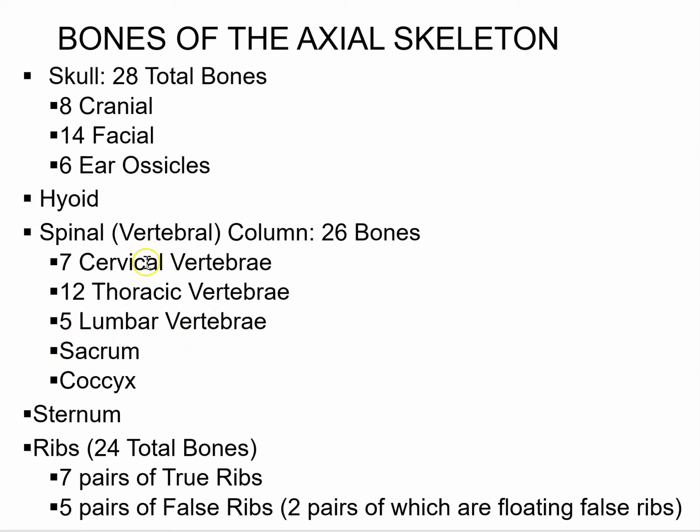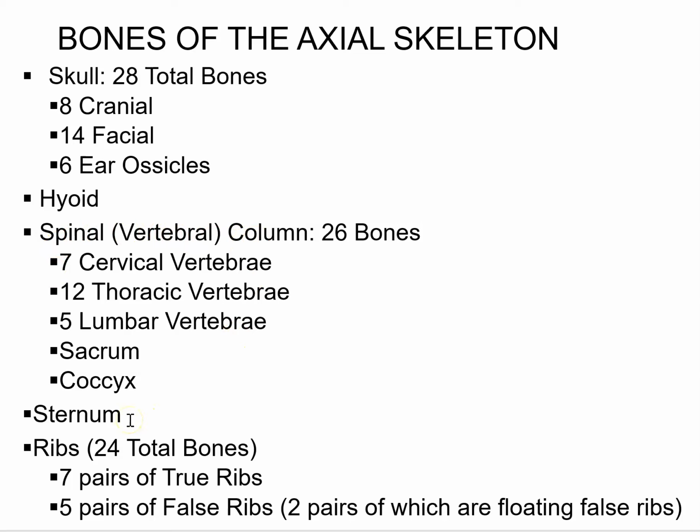So there are 7 cervical vertebrae, 12 thoracic vertebrae, 5 lumbar vertebrae, and then we have a sacrum that consists of 4 to 5 fused bones, these fused after birth, as well as a coccyx, and that was 3 to 5 fused bones. So all of those make up what we refer to as the spinal column.